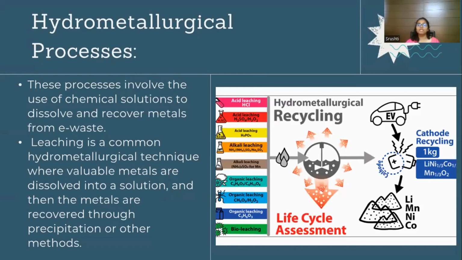This process involves the extraction of valuable metals such as gold, silver, and copper. This process has three stages. That is, first one being pre-treatment stage, second one being chemical treatment stage, and third one being metal recovery stage. Let's learn about hydrometallurgy. These processes involve the use of chemical solutions to dissolve and recover metals from e-waste. Leaching is a common hydrometallurgy technique where valuable metals are dissolved into a solution and then the metals are recovered through precipitation or other methods.